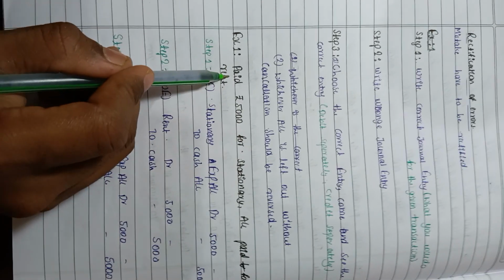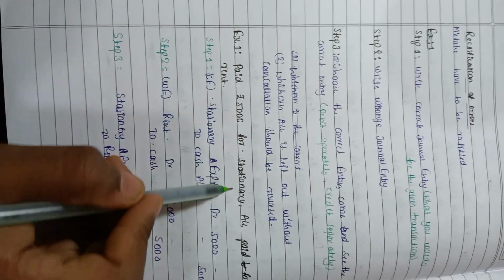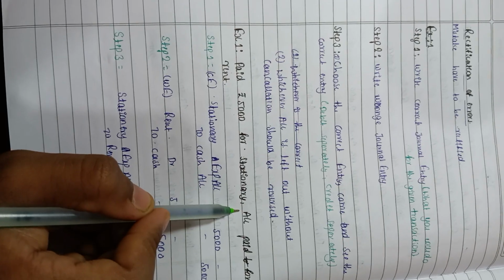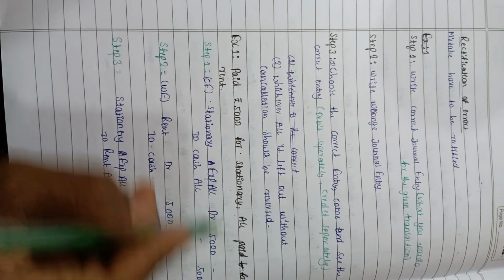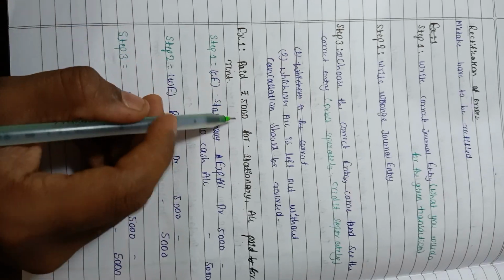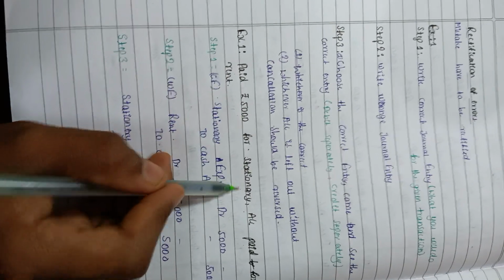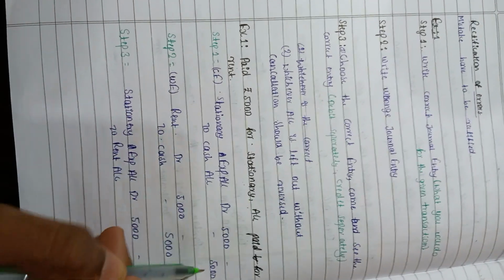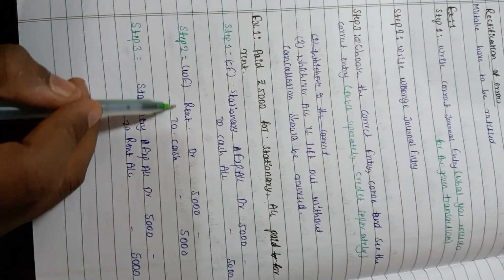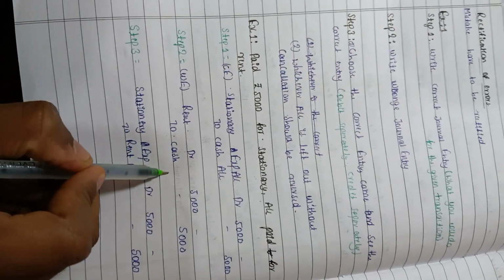Example 1, paid 5000 for the stationery account but accounted as paid for the rent. First, the correct entry: paid 5000 for the stationery expense account to cash account. Wrong entry: rent account debit to cash account.